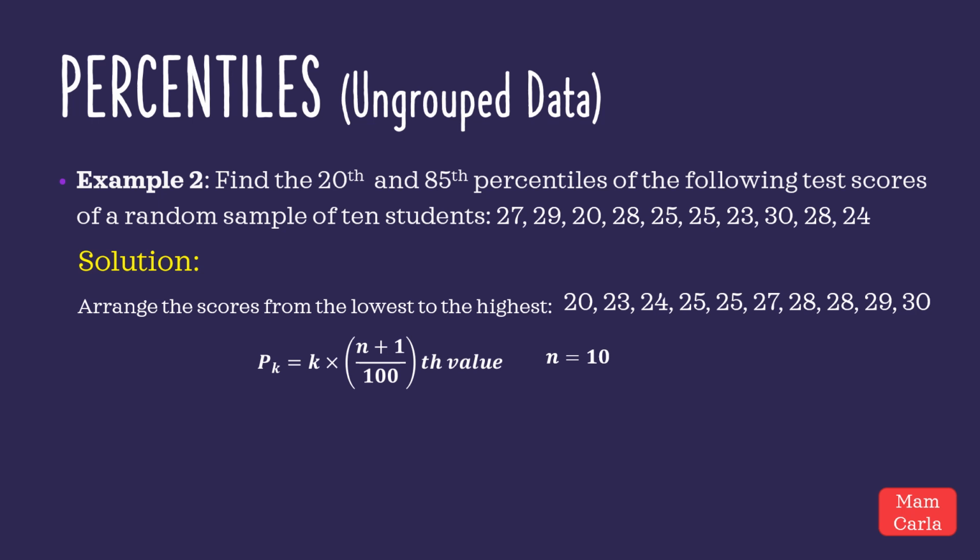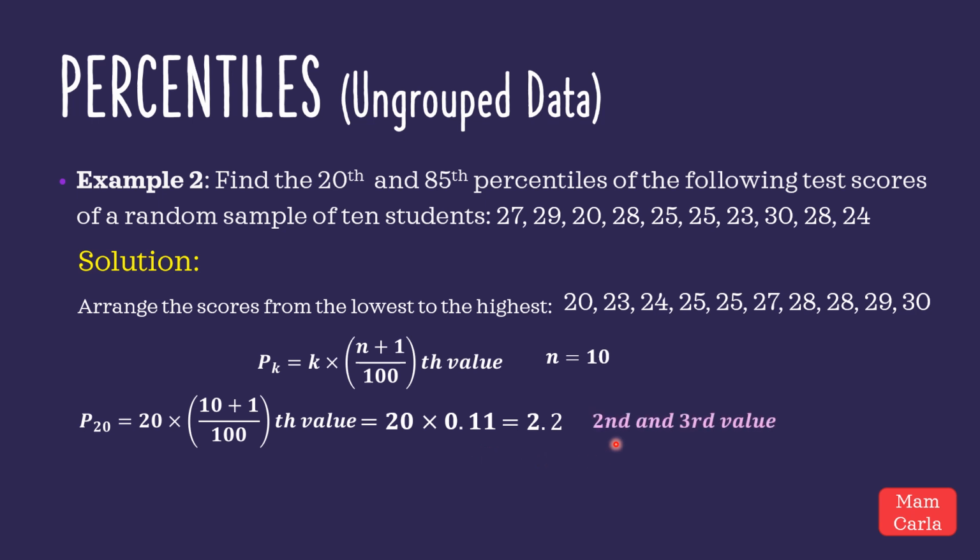Then we substitute it into the formula. So we're going to work on the P sub 20, or the 20th percentile. So substitute the value of k and n into the equation. So copy 20 and then work on the parenthesis, which is 10 plus 1, 11, divided by 100, and that is 0.11. Then we multiply 20 times 0.11, and that is 2.2. So we're going to locate the second and the third value in the given data set, and that is 23 and 24. Now we're going to subtract the second value from the third value. We have 24 minus 23, and that is 1.